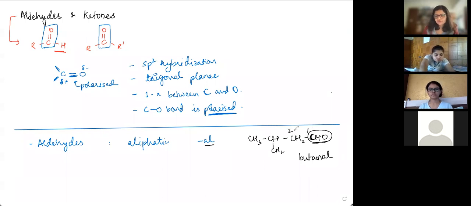Then 1, 2, 3, 4. So these 4 carbons you've already put in the name. What else is left? Oh, CH3. So how would you indicate this in the name?